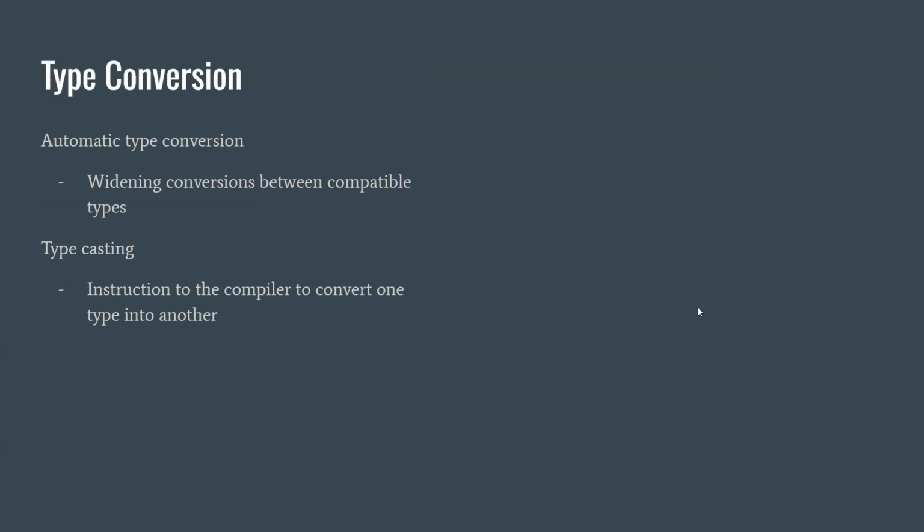Type conversion is something interesting in Java. There are two ways that Java does type conversion. One is automatic type conversion. If you have compatible types, the conversion will be done automatically. For other types that cannot be converted with automatic type conversion, you have to manually use typecasting so that the compiler can convert one type into another.